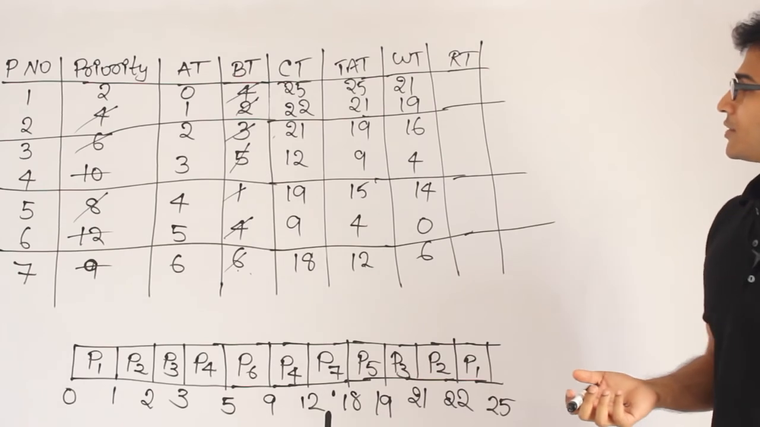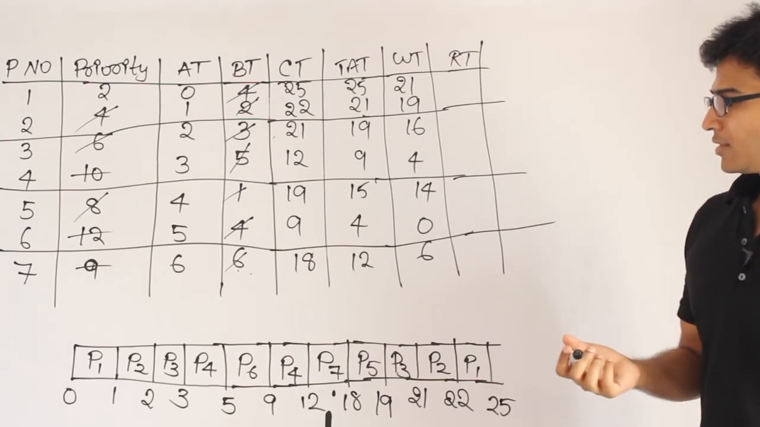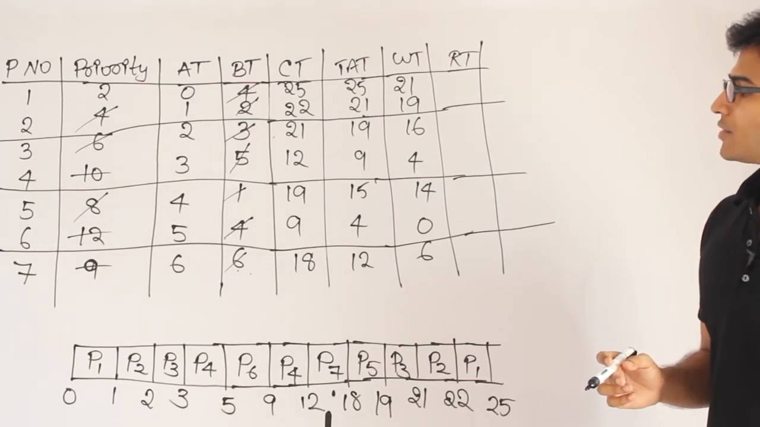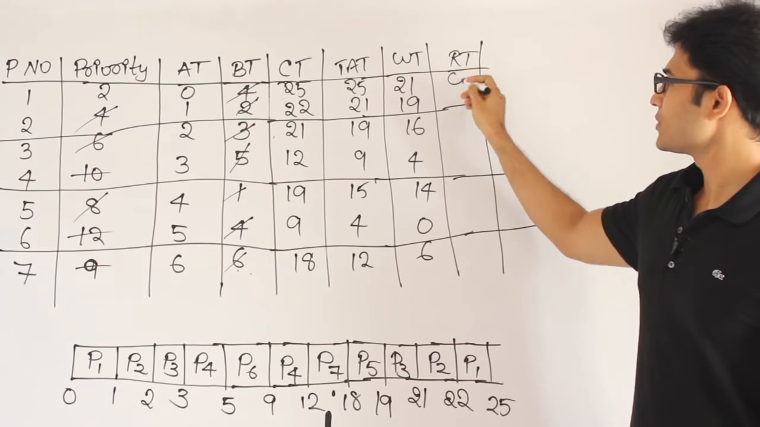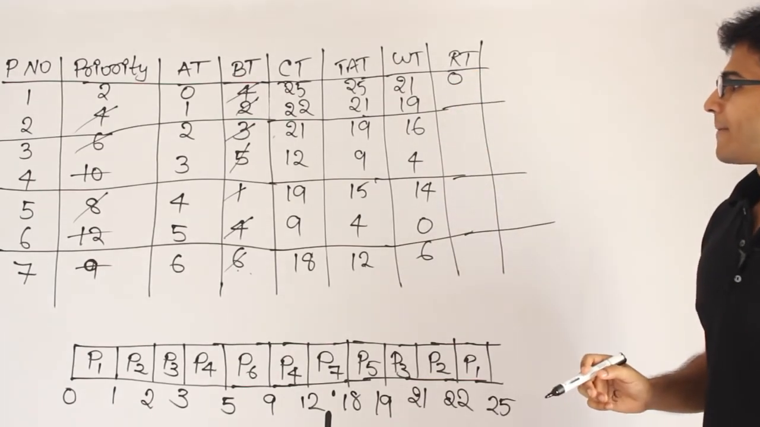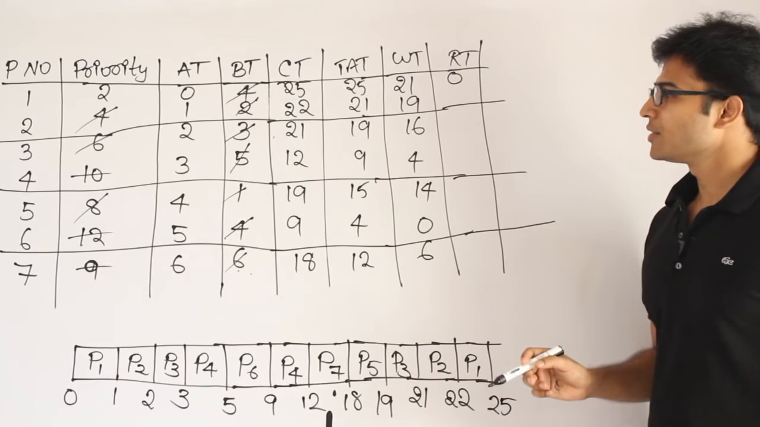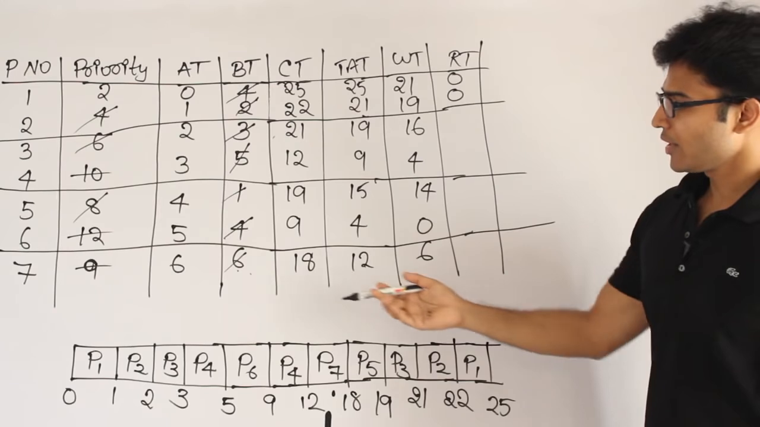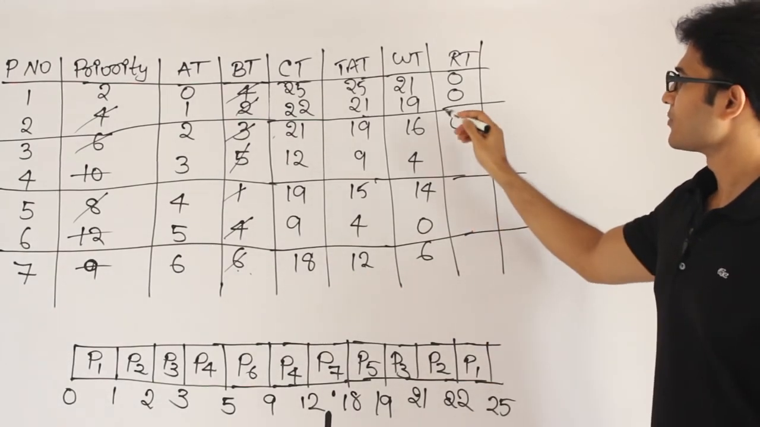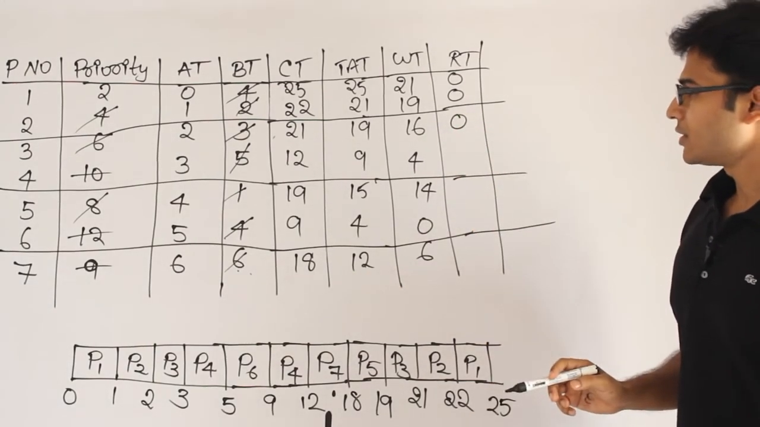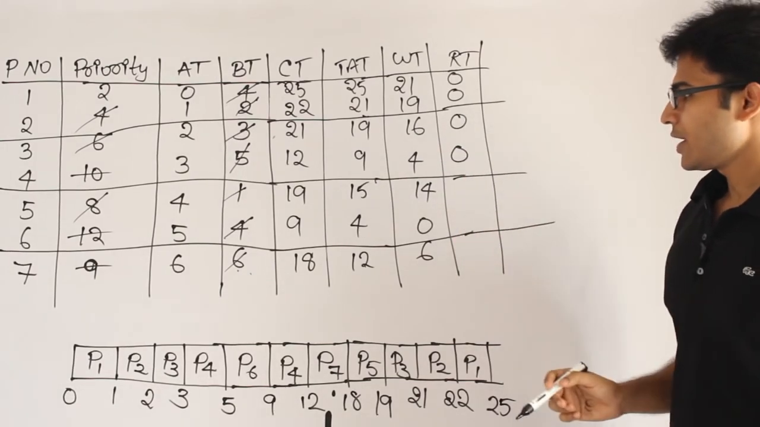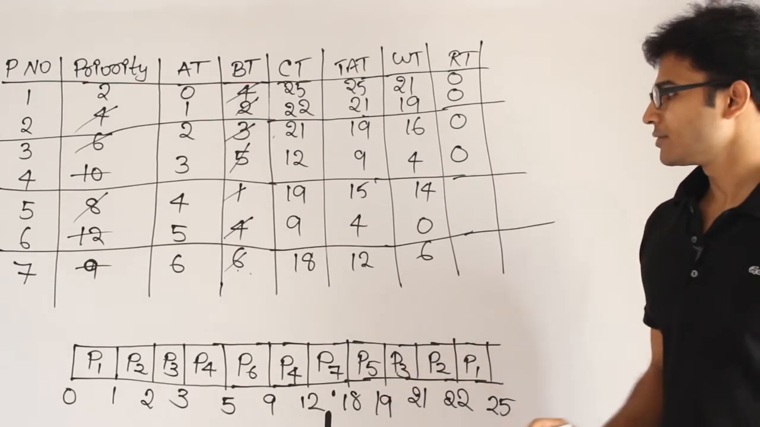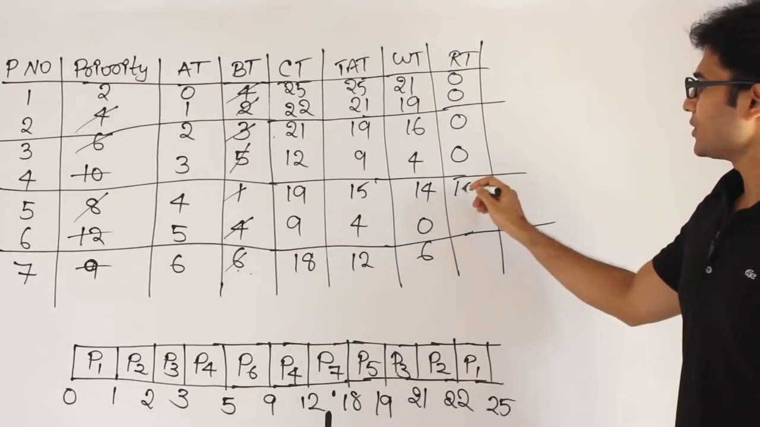And what about the response time? Now response time depends on when it arrived at the first time, right? Now see this, P1 is scheduled at 0 and it arrived at 0, therefore response time is 0. P2 has arrived at 1 and it got immediately scheduled at 1, therefore it is 0. And P3 arrived at 2 and got immediately scheduled at 2, therefore 0. And P4 arrived at 3 and got scheduled at 3, therefore 0. And P5 arrived at 4 but it got scheduled at 18, therefore its response time is 14, isn't it?